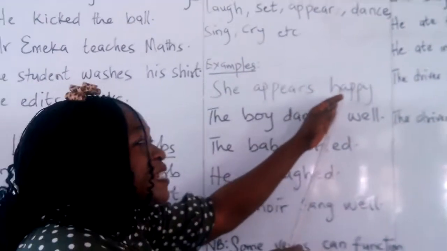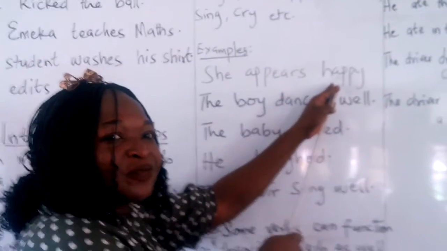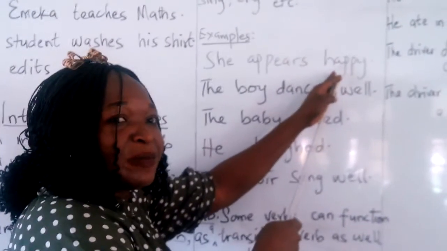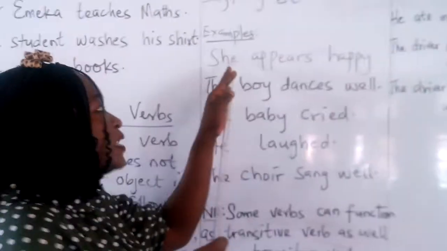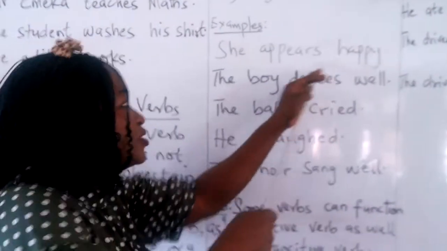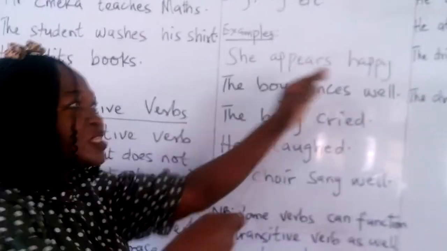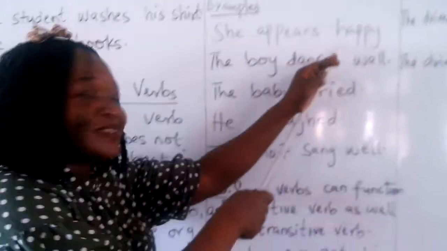Okay? This is an adjective, a subject sentence complement. We use this to complement she. Happy is still referring back to she, so it is not an object in this sentence.